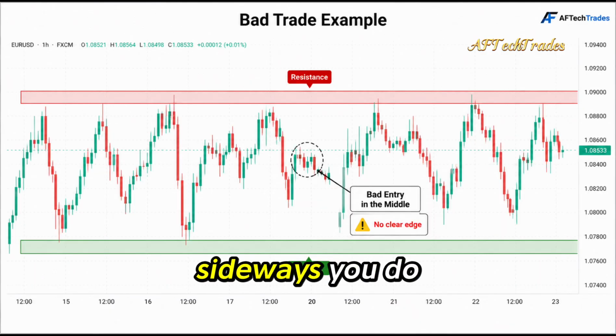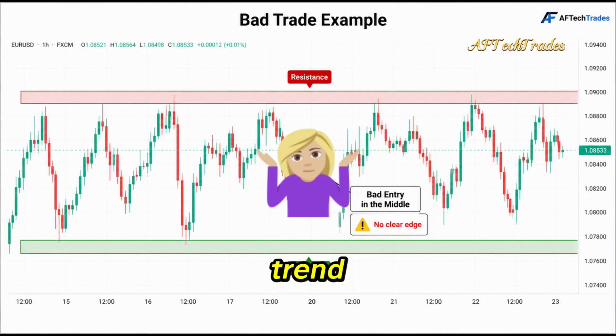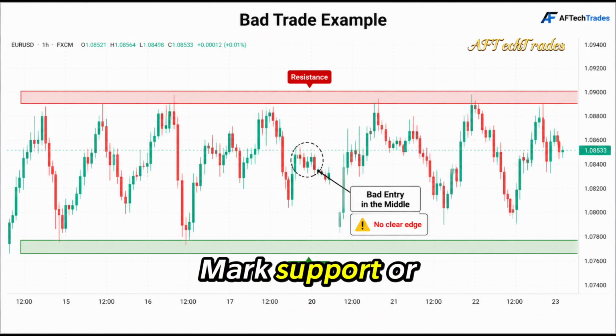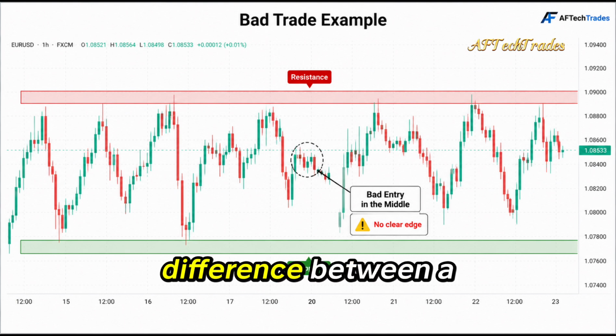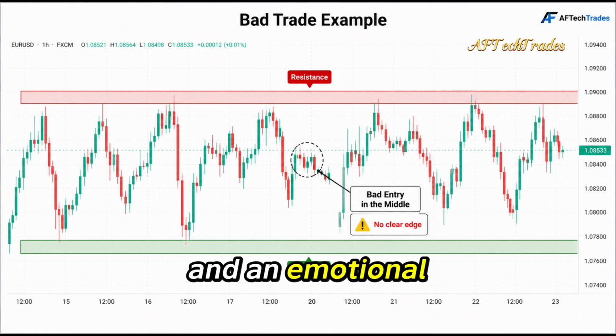Now compare that with a bad trade. Price is moving sideways. You do not know the trend. You did not mark support or resistance. You enter in the middle of the range because one candle looks strong. You place a random stop loss. You do not know your target. And when price moves against you, you panic. That is the difference between a planned trade and an emotional trade.